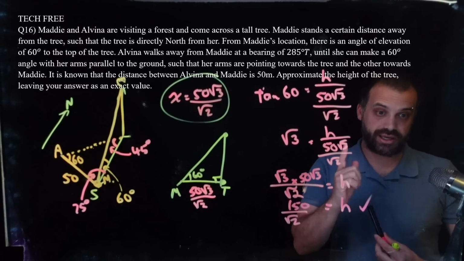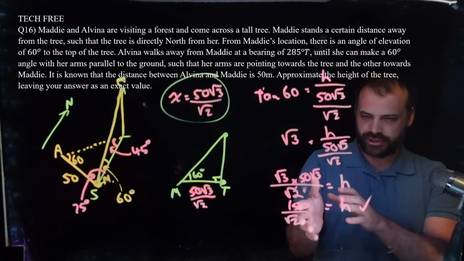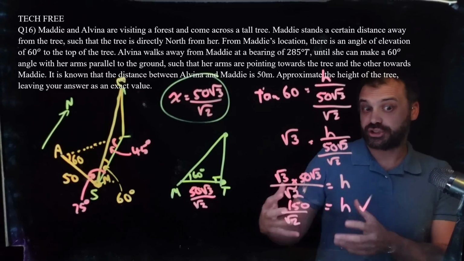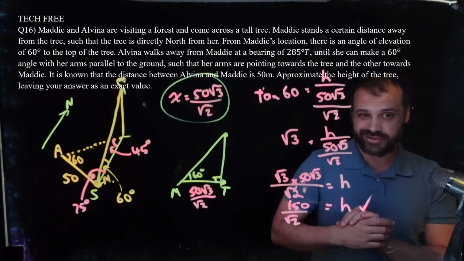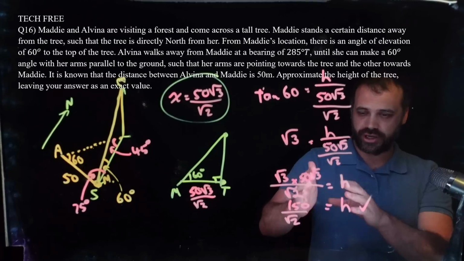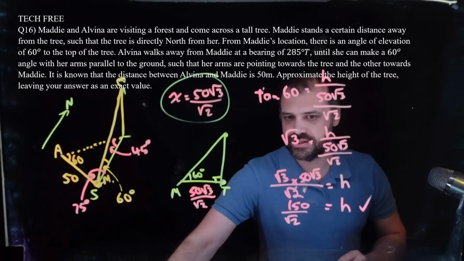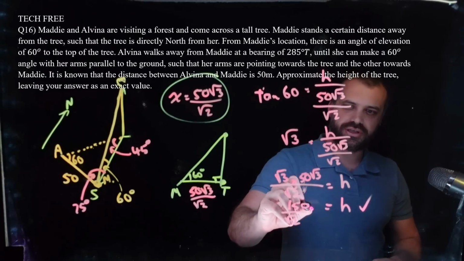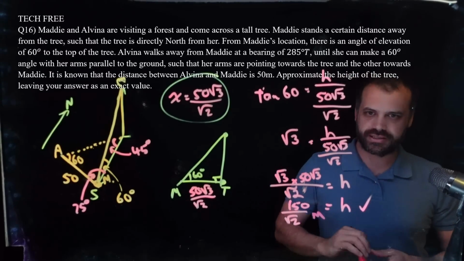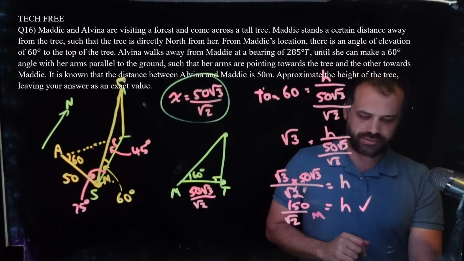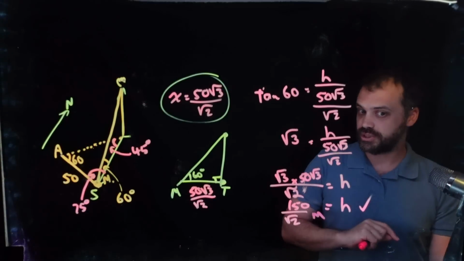This is my answer. Some of you might be looking at the screen and thinking you've got to rationalize a denominator or something like that. Not in the syllabus, not required. I think 150 over root 2 is a fantastic answer. Should I put units on it? Yeah, absolutely. Meters. But I am done. I am celebrating. And next question.